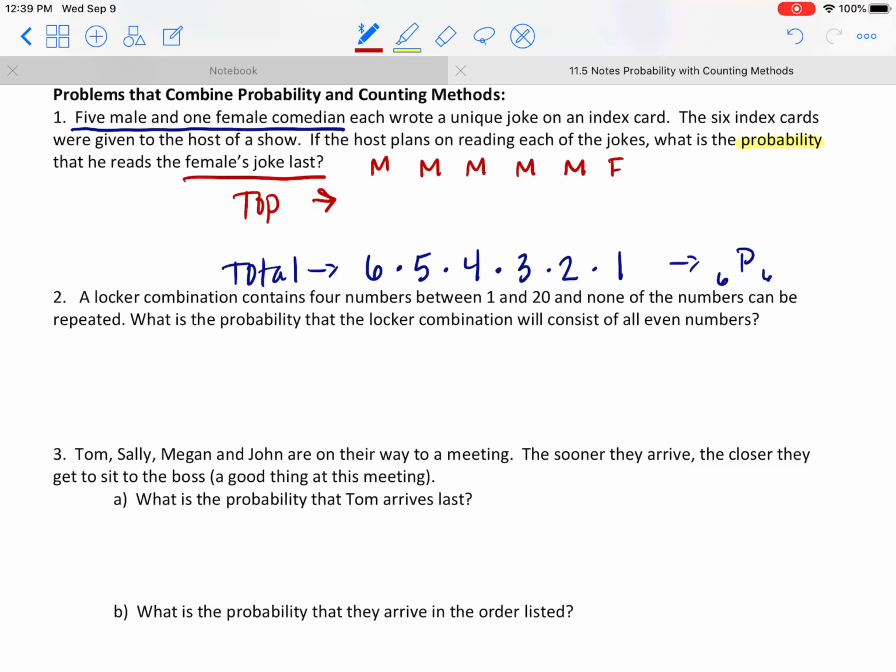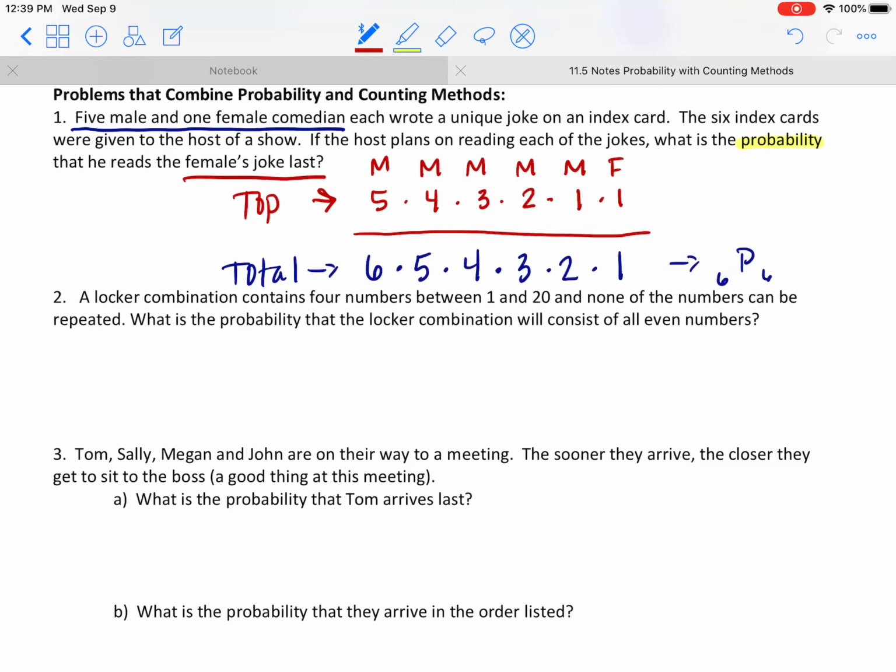So if a male's joke is going to go first, there are 5 males that could be in that spot. So 5 of their jokes could go here, and then once one of the male's jokes is told, there are 4 left to go here, 3 left to go here, 2 left to go here, 1 left to go here. And then the female's joke has to go last. So there's only 1 female comedian. She only put 1 joke in the hat there, so there's only 1 option for her. That's the top of the fraction. And so we're going to make a fraction out of this, and that's going to tell us what our probability is.